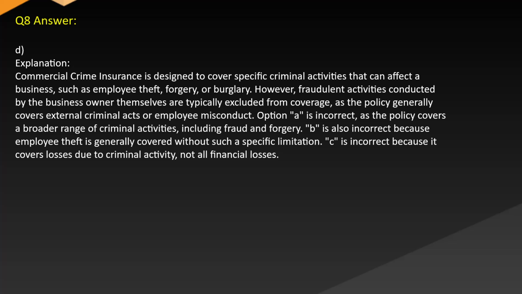Answer: D. Explanation. Commercial crime insurance is designed to cover specific criminal activities that can affect a business, such as employee theft, forgery, or burglary. However, fraudulent activities conducted by the business owner themselves are typically excluded from coverage, as the policy generally covers external criminal acts or employee misconduct. Option A is incorrect, as the policy covers a broader range of criminal activities, including fraud and forgery. B is also incorrect because employee theft is generally covered without such a specific limitation. C is incorrect because it covers losses due to criminal activity, not all financial losses.